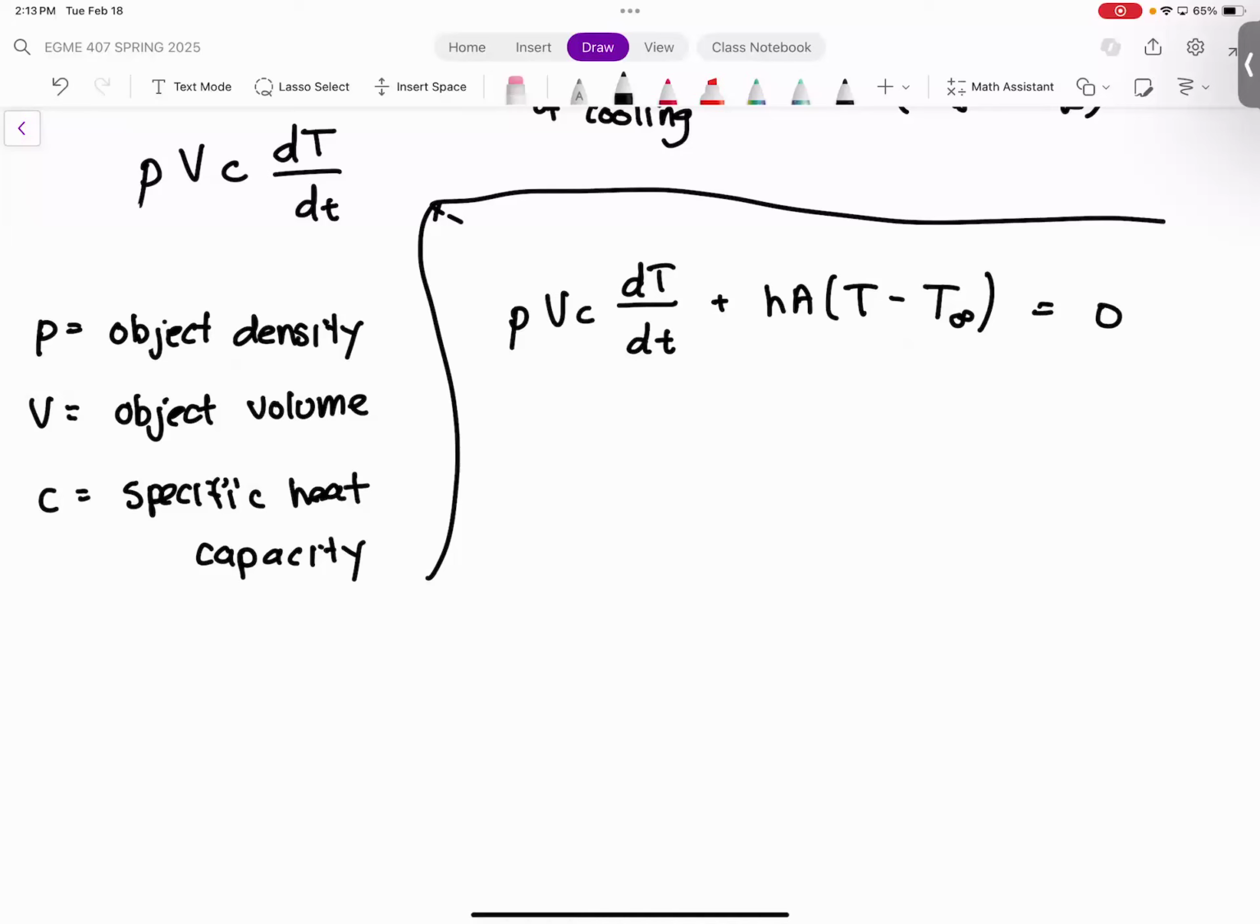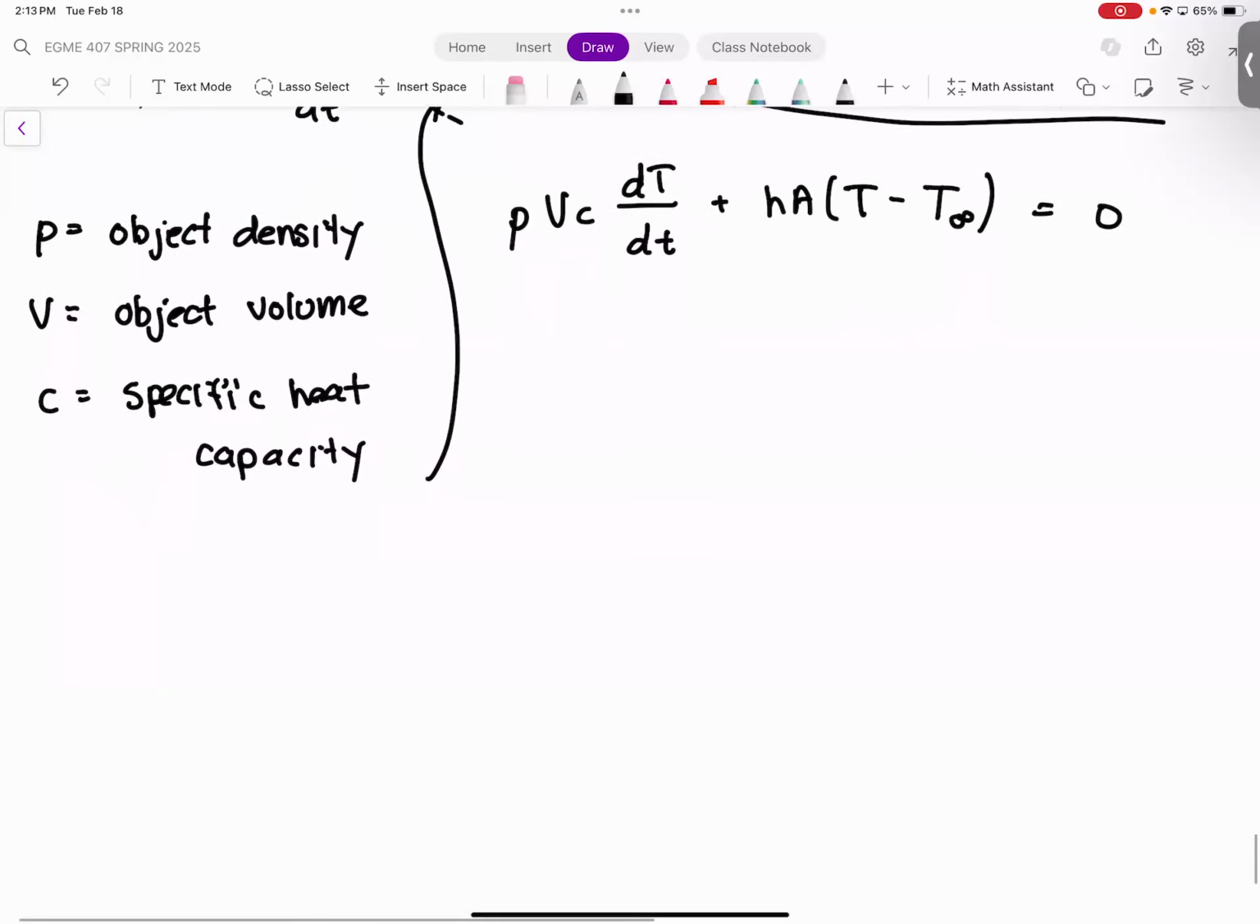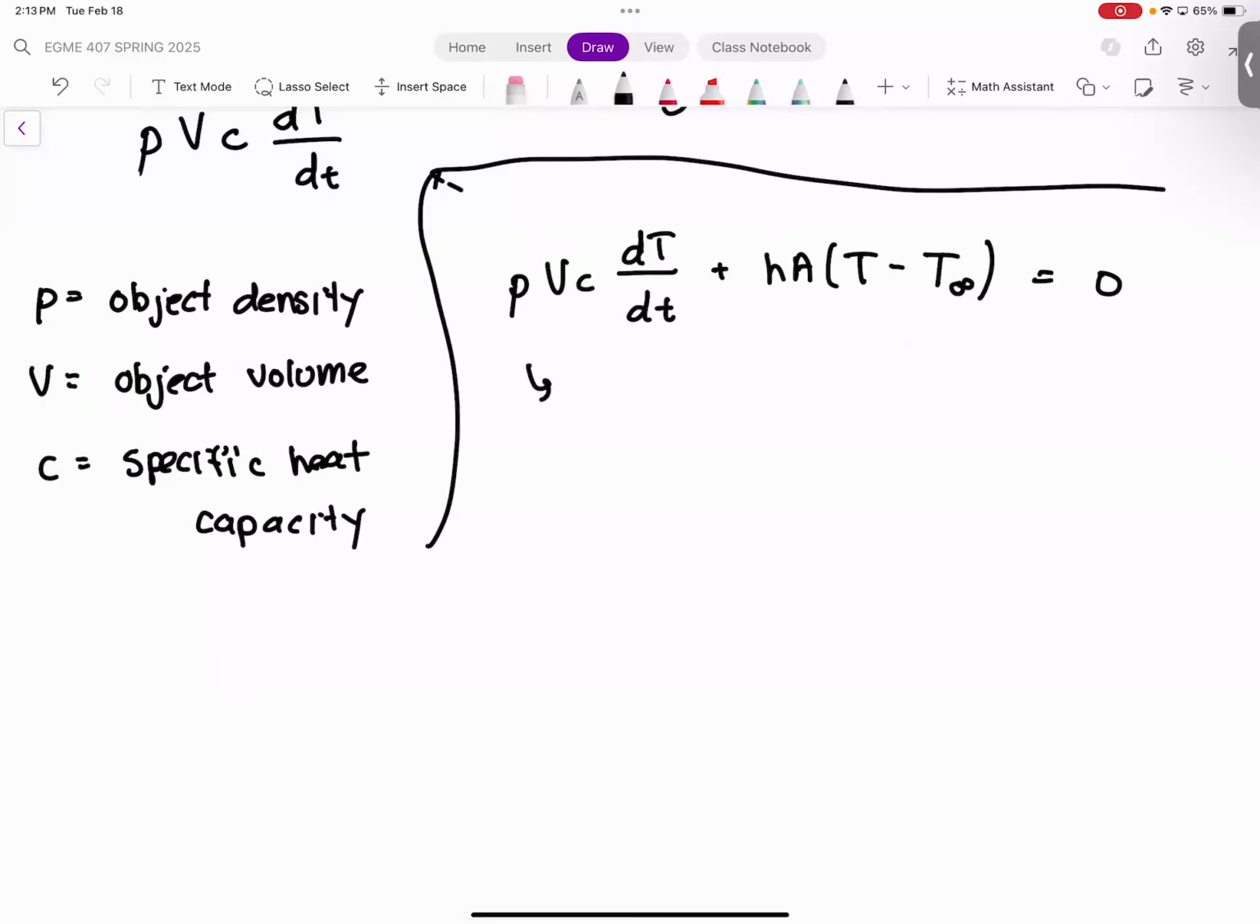Right, so what we have here is an ordinary differential equation, which we can solve for T. So this is a first order ordinary differential equation. It also has constant coefficients, and so we can solve this. We can make one small change here just to make our lives a bit easier.